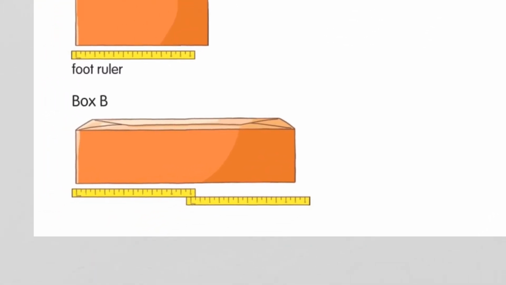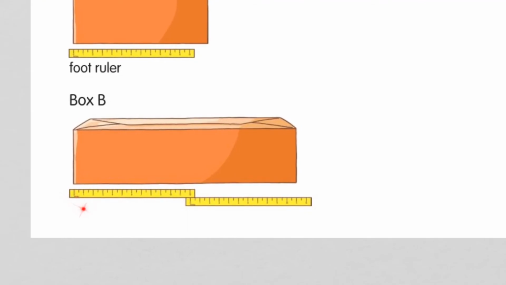Let's look at box B. We know from here to here is 12 inches, which equals a foot. And we know from here to here, that equals another foot. So do you see 2 feet? So box B, is box B longer than 2 feet, or is it shorter than 2 feet? Say it out loud. You're right. Box B is shorter than 2 feet.